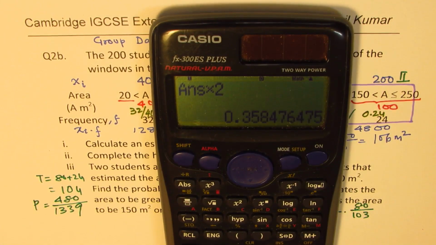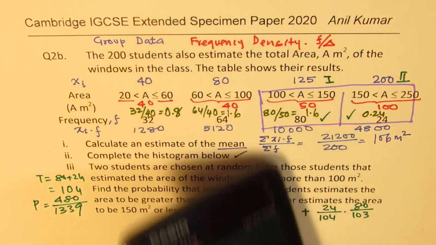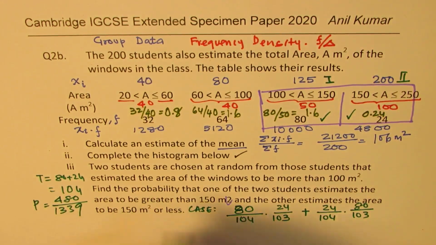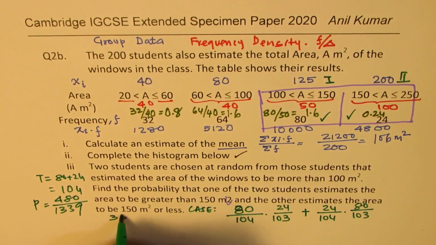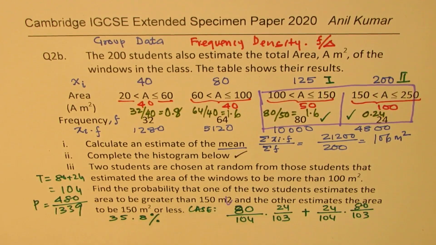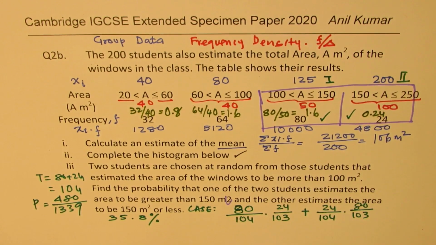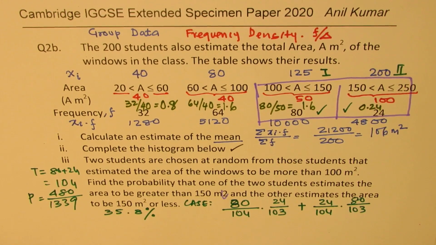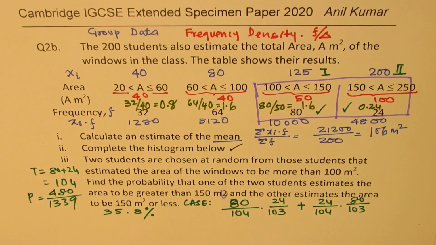So sometimes you may write it in percent. It is 35.8%, correct? So that is the answer. Or you could write 35.8%. Does it make sense to you? So that is how you're going to answer this question. I hope the concept is absolutely clear. Now let's take question number 3.